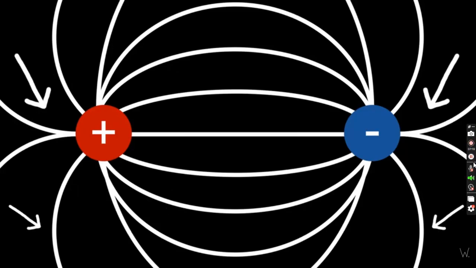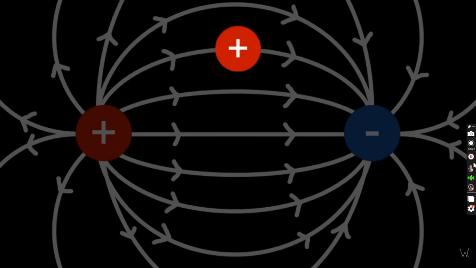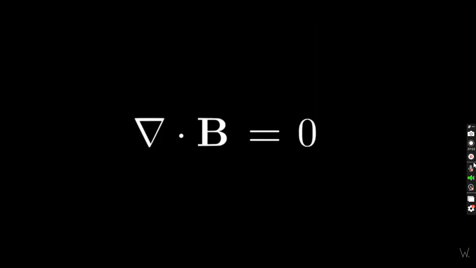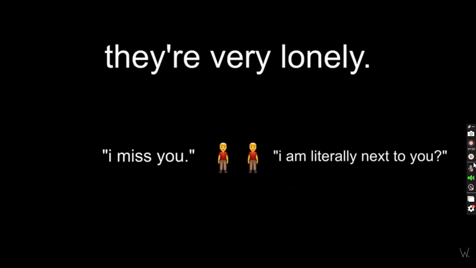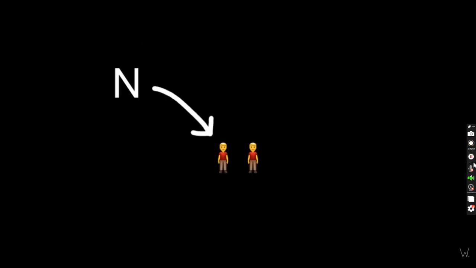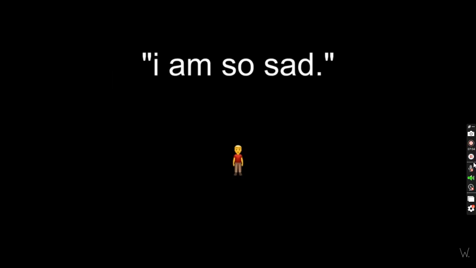These lines tell us in which direction a charged particle would feel a force at any given point. The second one tells us the same for magnetic fields, and even though electric charges are cool and can be alone, magnetic poles are not. They're very lonely, and there will always be a north pole together with a south pole, and a single pole can never be alone.